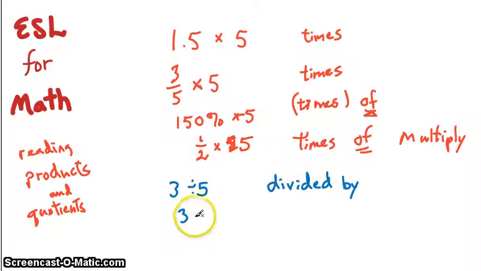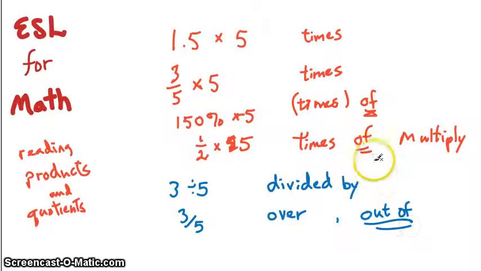But particularly if I use the fraction bar, it's pretty common to read this as over. 3 over 5. Or another possibility is to read this as 3 out of 5. So if you hear not of, but out of means that you're going to use a fraction bar. Or over also means that you're going to use a fraction bar.